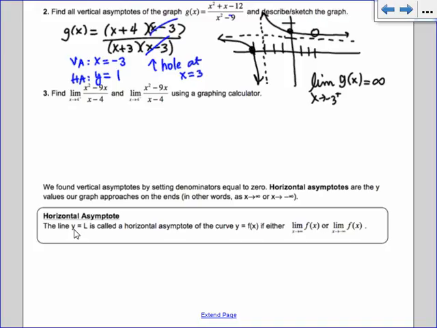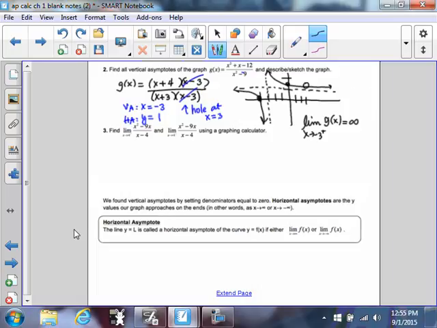Okay. So the next one says find the limit as x goes to 4 from the right of x squared minus 9x all over x minus 4, and the limit from the left, using a graphing calculator. So let's go ahead and put this into our graphing calculator.